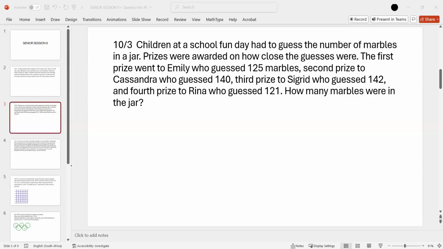So children at a school fun day had to guess the number of marbles in a jar. So you got a jar and a lot of marbles there, and these children have to guess the number of marbles in a jar.